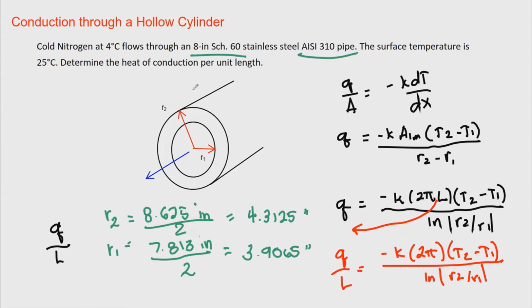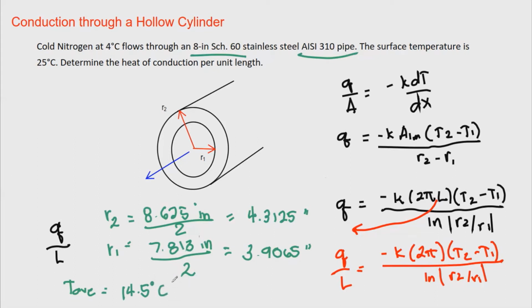Now, as you can remember, K is dependent on the material type. And of course, it is dependent on the average temperature of our system. So if you want to check on the average temperature, then you might as well take the average of 4 degrees and 25 degrees Celsius. So that is simply equal to 14.5 degrees Celsius.